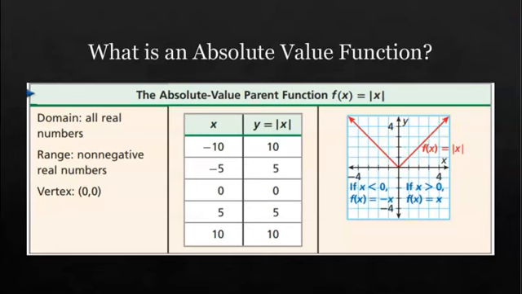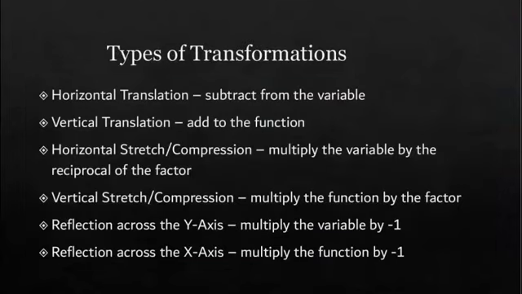Now let's look at those transformations. You may recall from earlier lessons that there are 6 types of transformations we usually use in Algebra 2. The first one is a horizontal translation, where we subtract a value from the variable. So you put parentheses around the variable, and then inside those parentheses, you're going to subtract whatever number it is. Now, if you're moving to the left, you'd subtract a negative value. If you were moving to the right, you'd subtract a positive value.